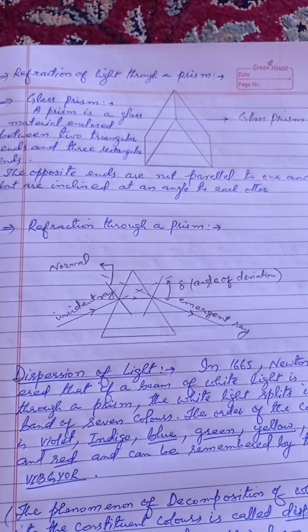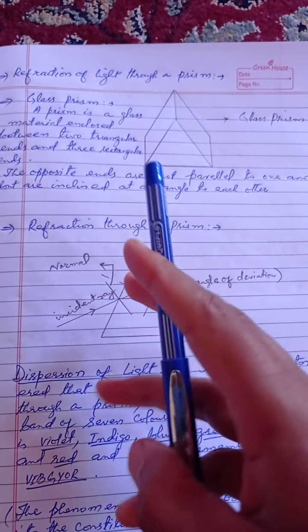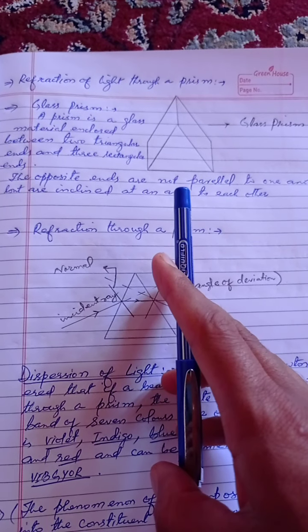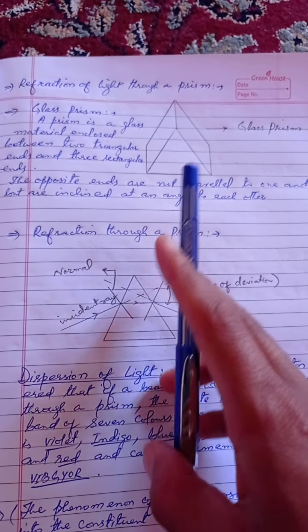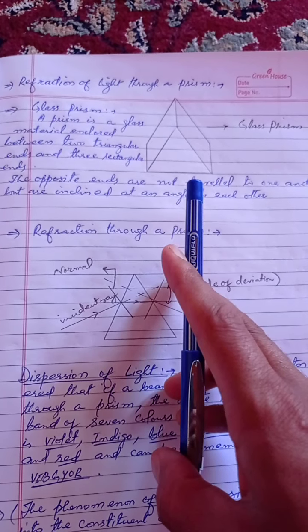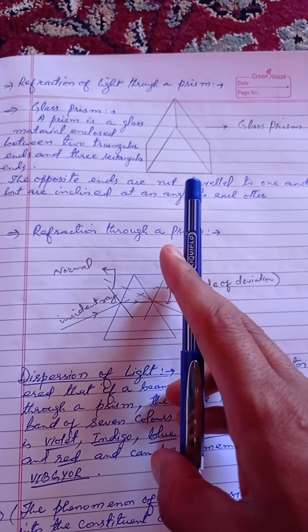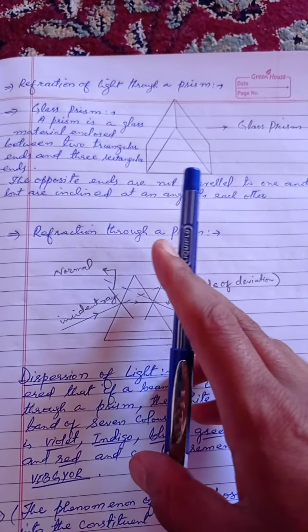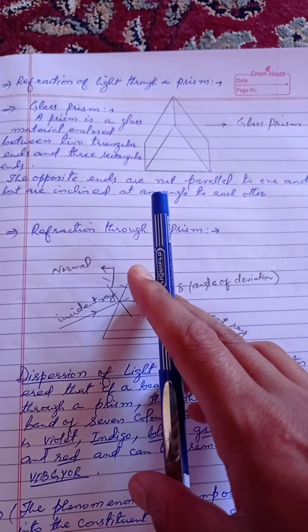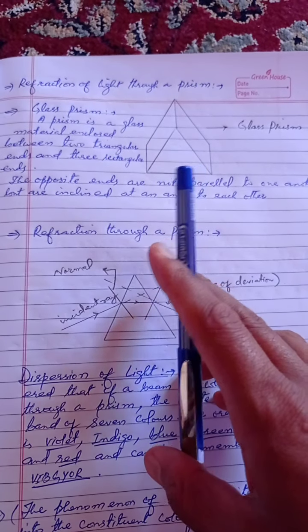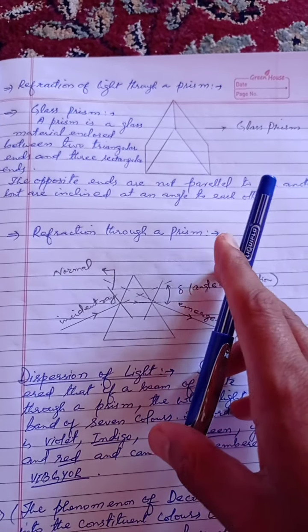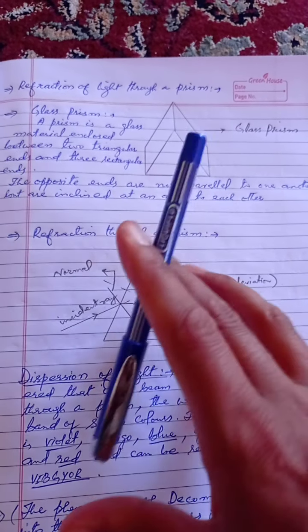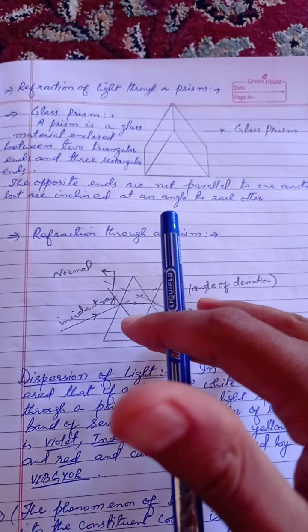Dear students, a prism is a glass material that's enclosed between two triangular ends and three rectangular ends. So when you see a glass prism, you will find there are two triangular ends and three rectangular ends. Dear students, these opposite ends, whether triangular or rectangular, are not parallel to one another, but are inclined at an angle to each other. So this is how the glass prism looks.